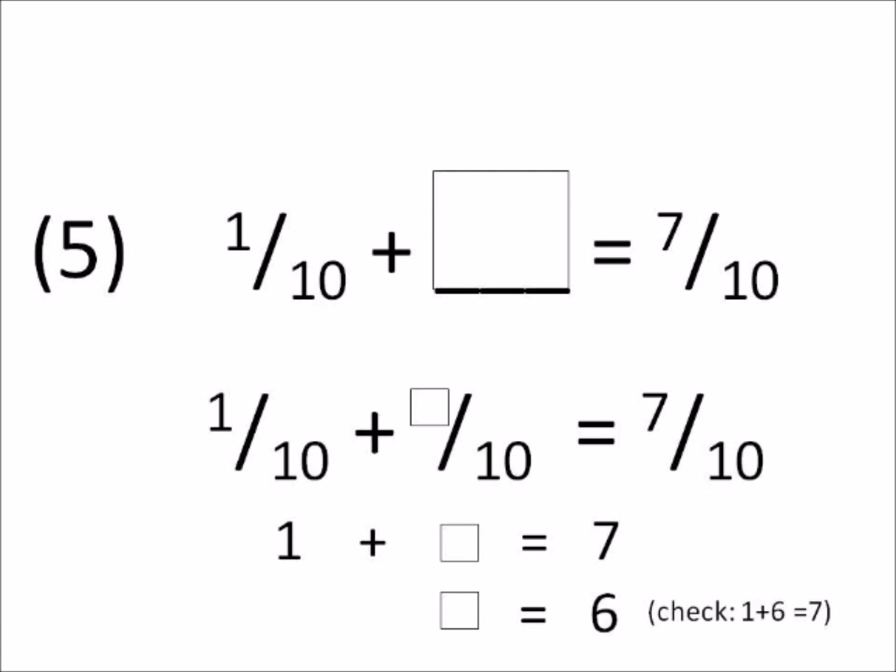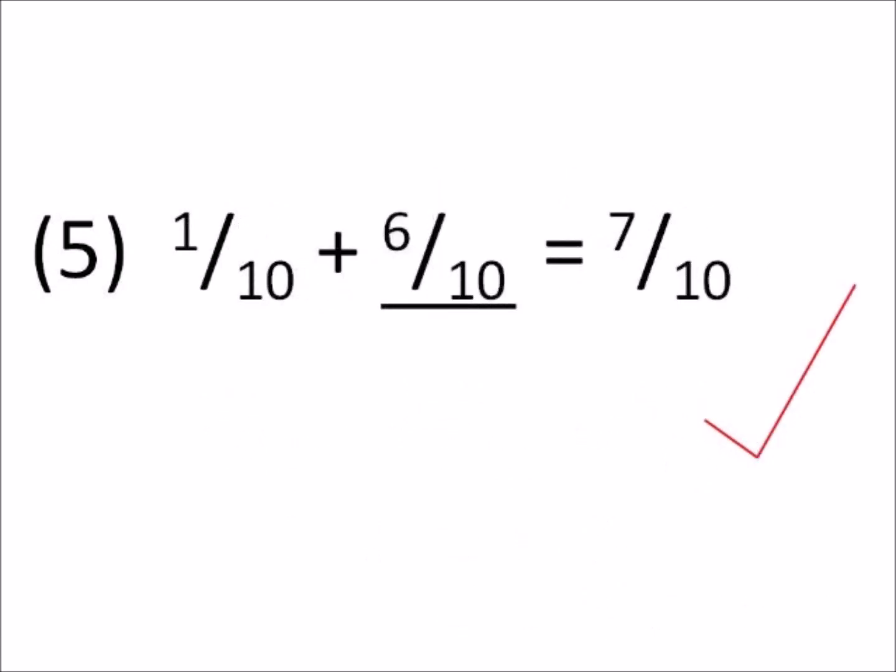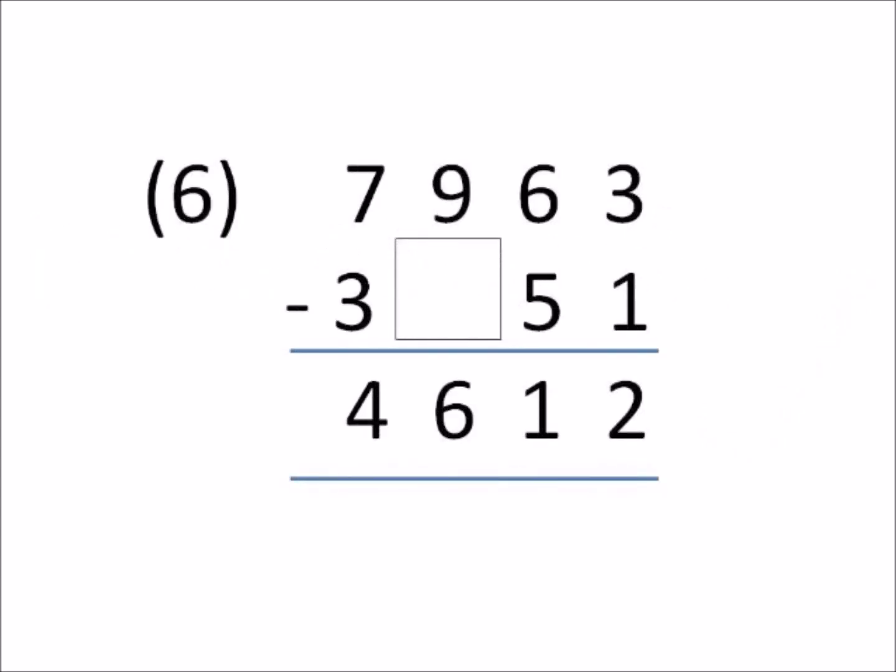What is the number you add to 1 to give you 7? It has to be 6. 1 plus 6 is 7. Okay? Now, all you do is just write in the fraction. There you have it. 1 over 10 plus 6 over 10 is equal to 7 over 10. Because 1 plus 6 on the top is 7, and your answer must be in tenths.